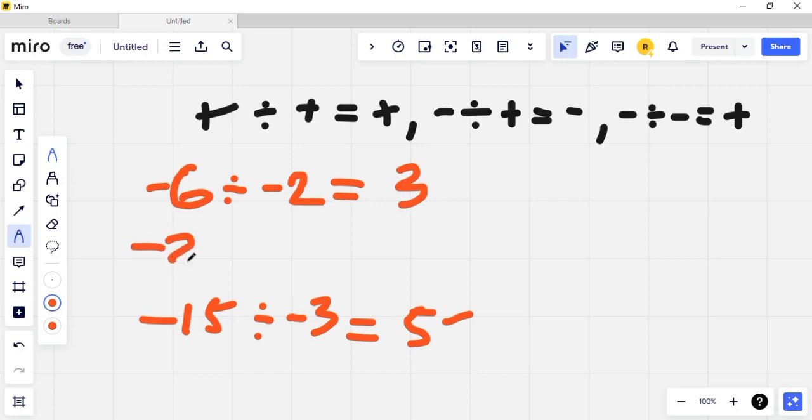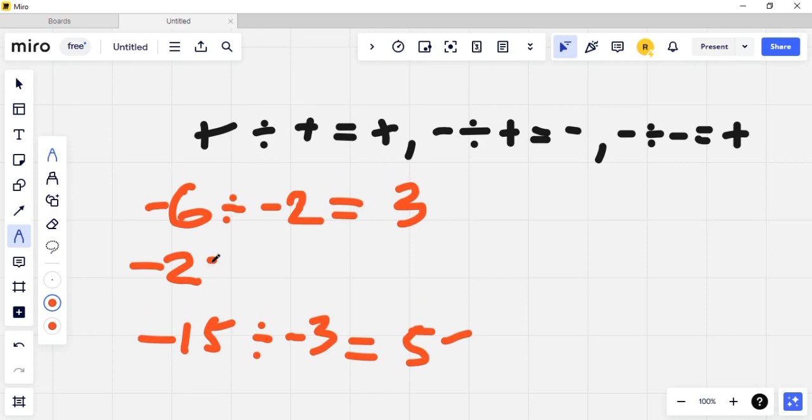Okay, negative 20 divided by negative 5 is equal to positive 4. Okay, so thank you so much.